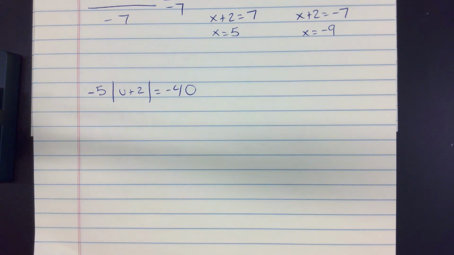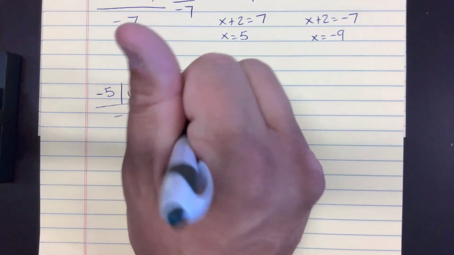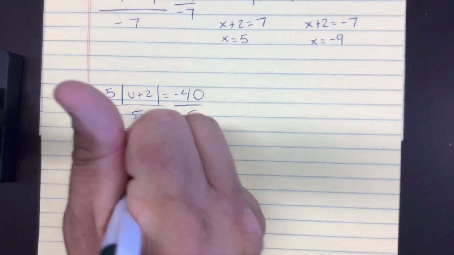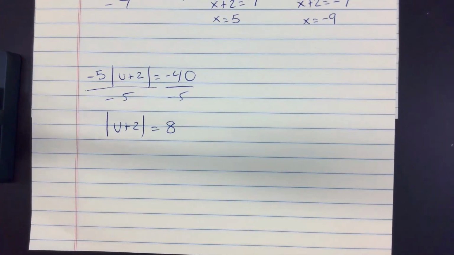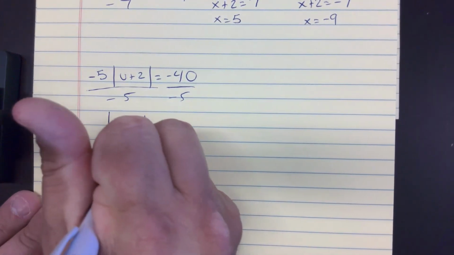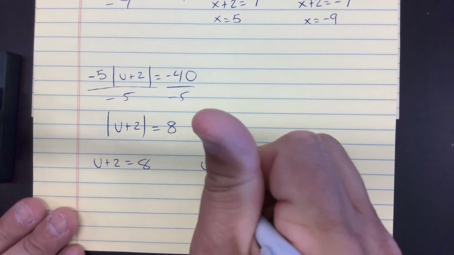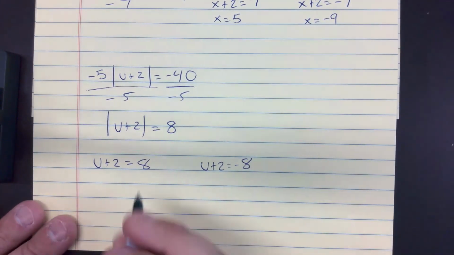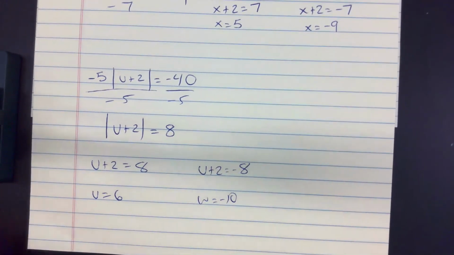Spencer, what do I do first? Divide by -5 on both sides. So we have the absolute value of u plus 2 equals 8. Now what, Spence? And? Perfect. So our answers are u equals 6 and u equals -10. Does everyone see that? Good.